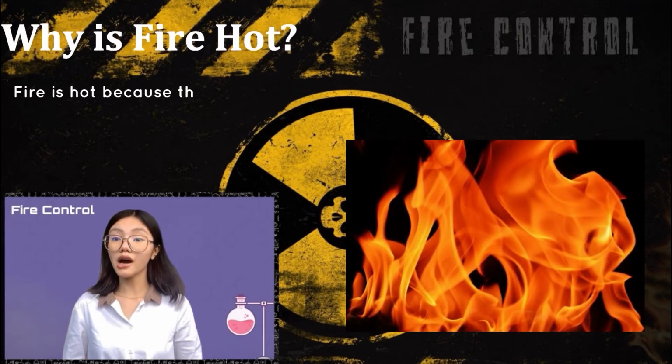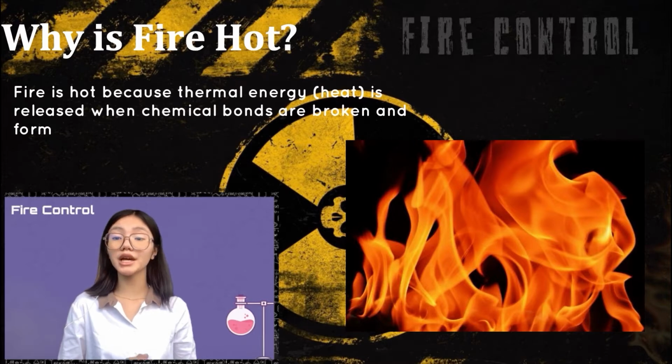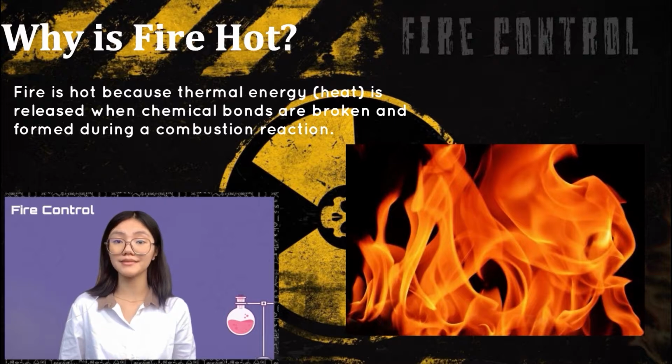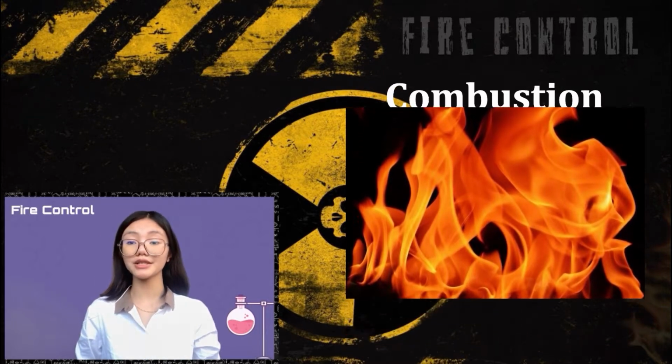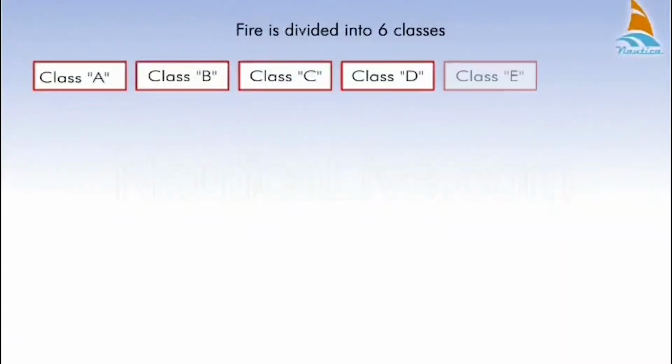Why is fire hot? Fire is hot because thermal energy is released when chemical bonds are broken and formed during a combustion reaction. Combustion turns fuel and oxygen into carbon dioxide and water. Here is the video to know more about the different classes of fire. Fire is divided into 6 classes.